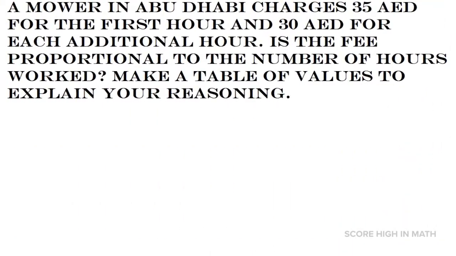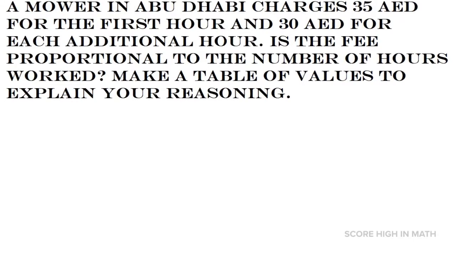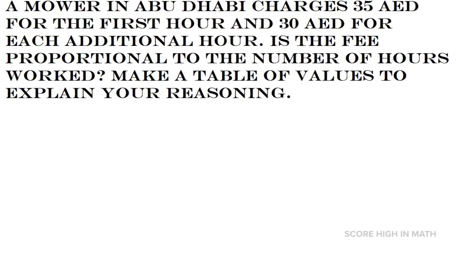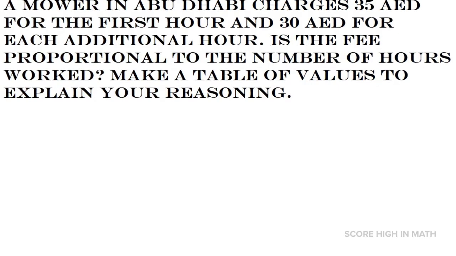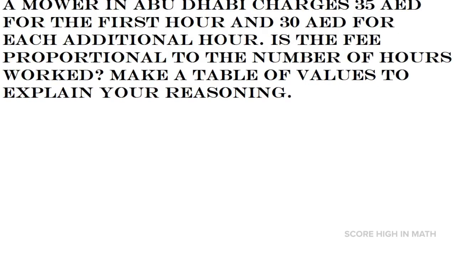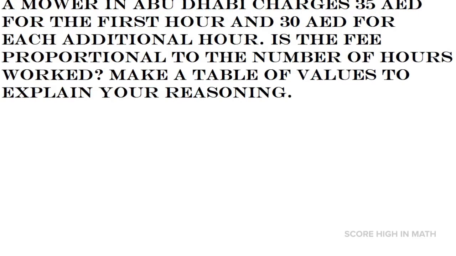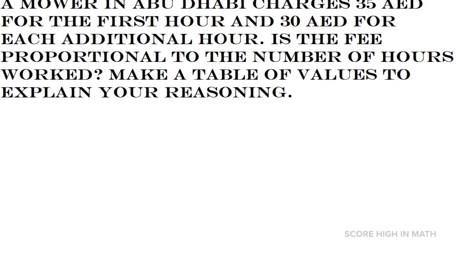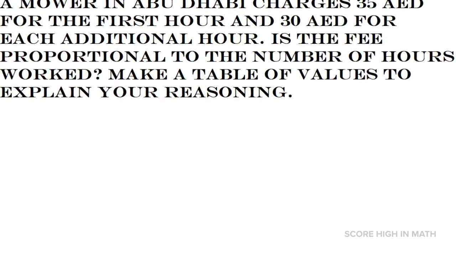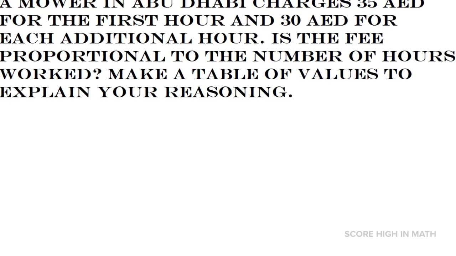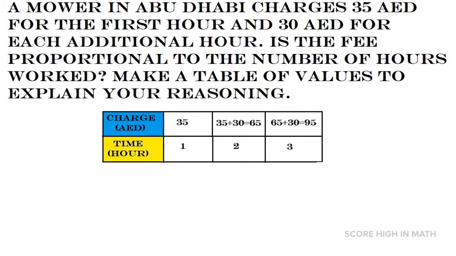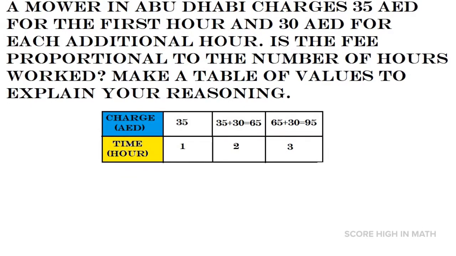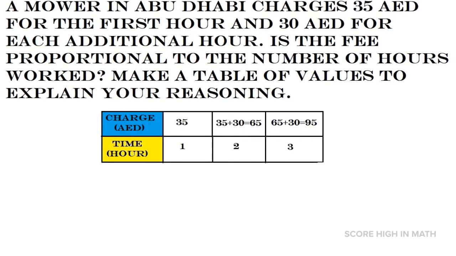Let us work on another example so that you can understand it well. A mower in Abu Dhabi charges 35 dirhams for the first hour and 30 dirhams for each additional hour. Is the fee proportional to the number of hours worked? Make a table of values to explain your reasoning. Drawing a ratio table, the first row indicates the charge in dirhams and the second row indicates the time in hours.